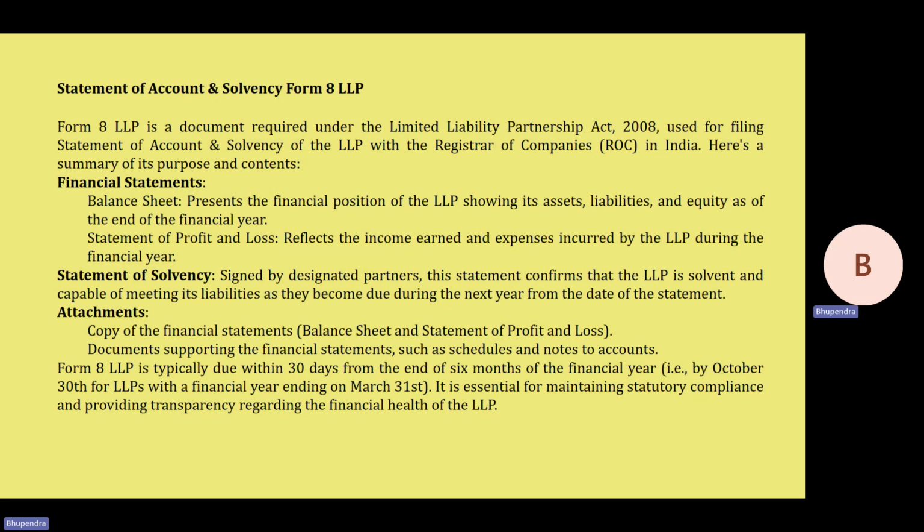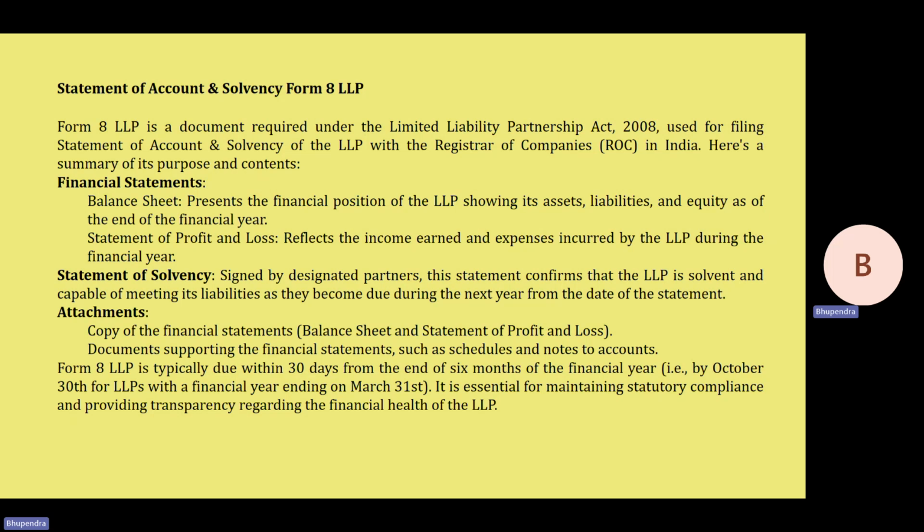Financial statements. But we need to add the balance sheet. Present the financial position of the LLP showing its assets, liabilities, and equity as of the end of the financial year. As we all know, balance sheet specifies the assets and liabilities and equity as of the end of the financial year. Next, we need to attach the statement of the profit and loss account, which reflects the income earned and expenses incurred by the LLP during the financial year.